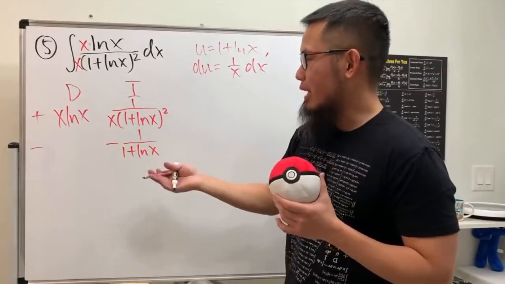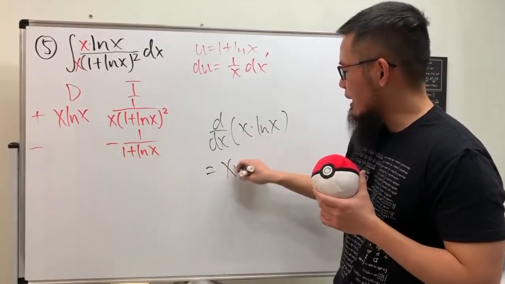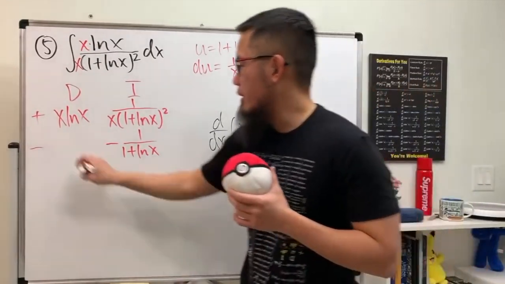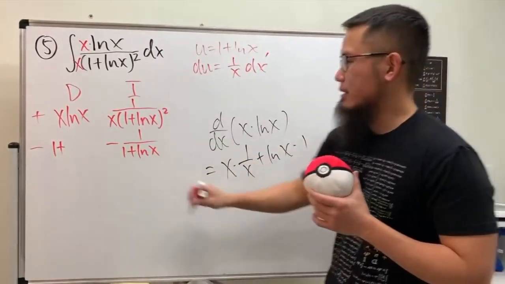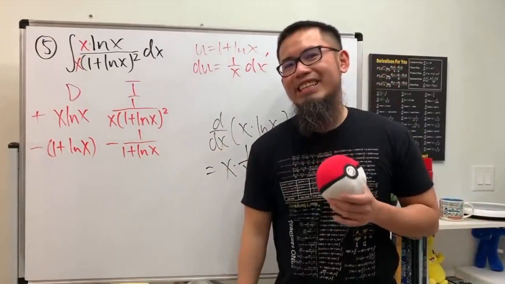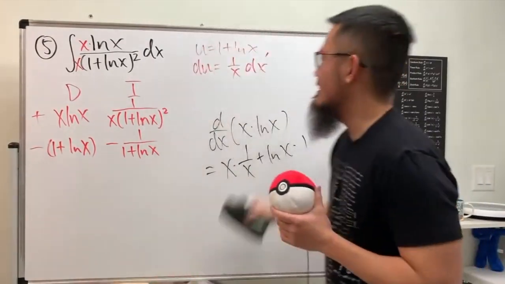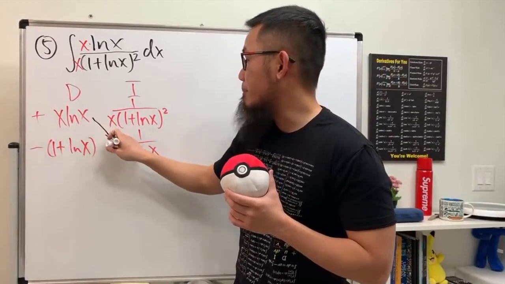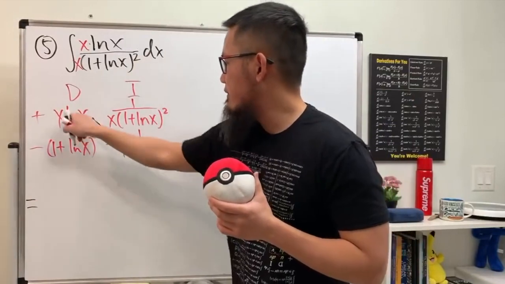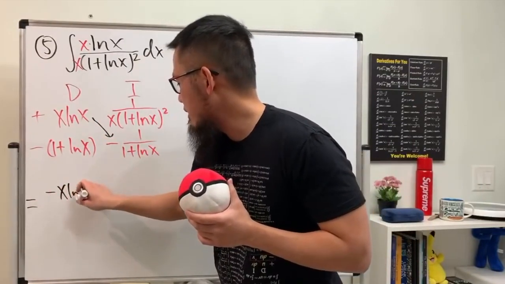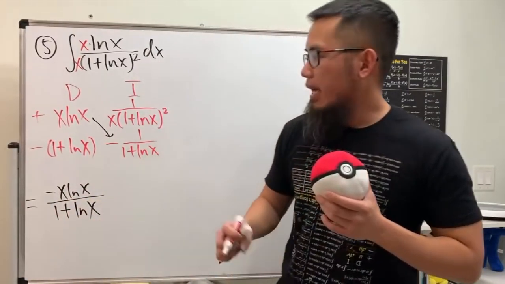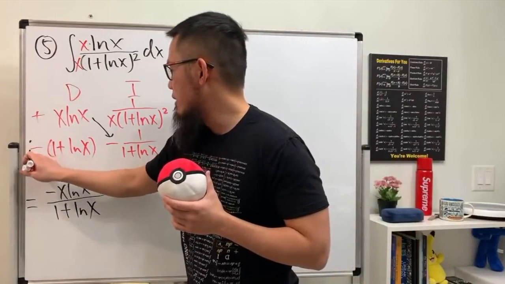Well, use the product rule in action. First function times the derivative of the second plus the second function times the derivative of the first. So here we get 1 plus ln x. And do we see it? Yes, we do, right? I'm just going to multiply this and that because that will give us the first part of the answer. Well, in that case, we get negative that, which is negative x ln x over 1 plus ln x.